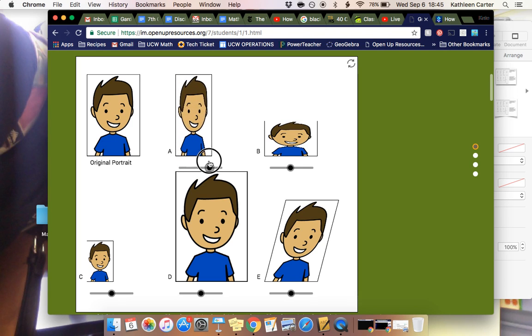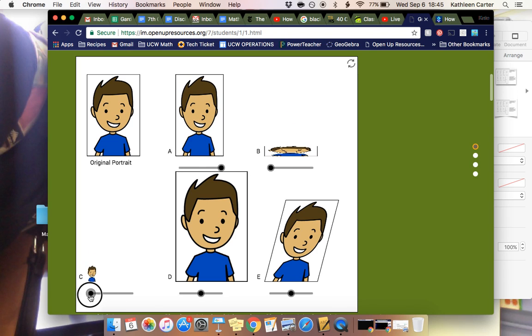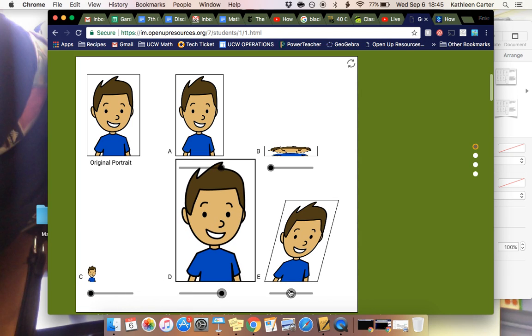So his portrait can be manipulated this way. It can be manipulated this way. This way. Like this. Or like this. So the question is, which of these are actually scale copies? And it comes down to what it means to be a copy.